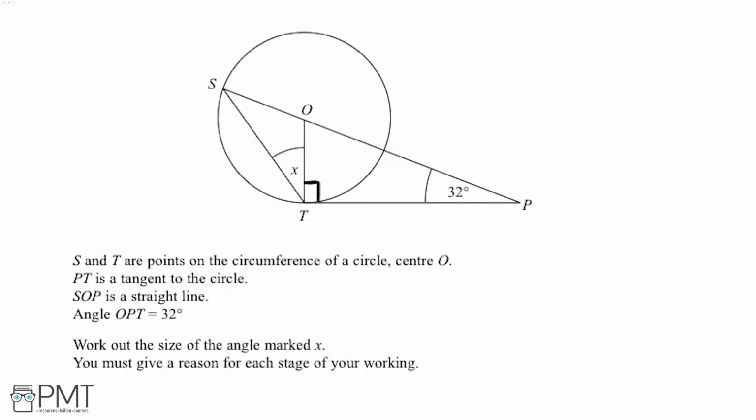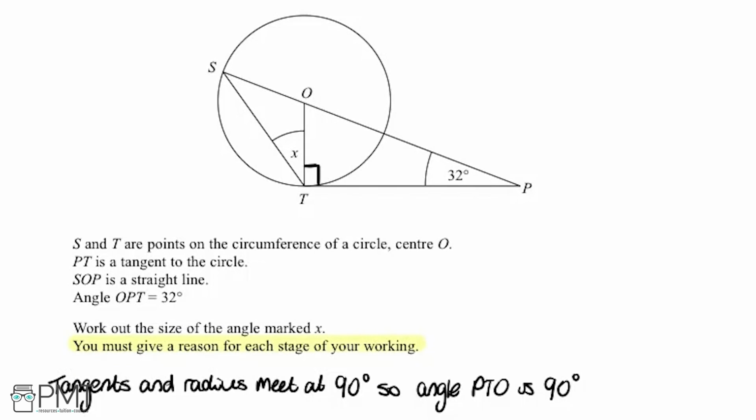It also says we need to give a reason for each stage of our working, so I'm just going to write something down here. Essentially what we use here is one of our circle theorems, and I've written this down just to summarise it, saying the tangent and radius always meet at 90 degrees. And because we've got that here, this means that the angle PTO is definitely 90 degrees. Okay, cool, so we've got our first bit of information, now the rest can follow on.